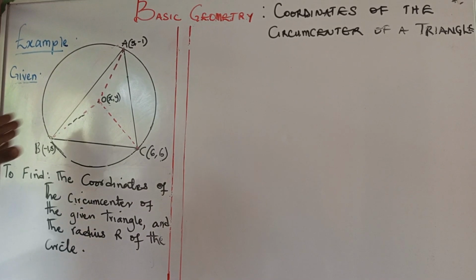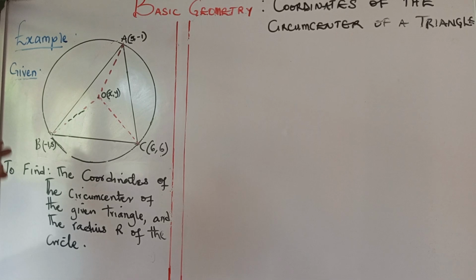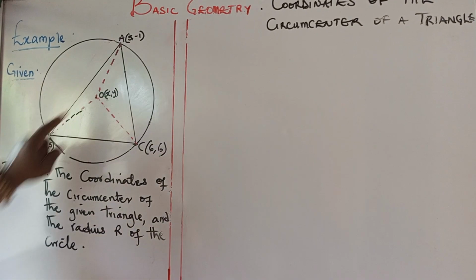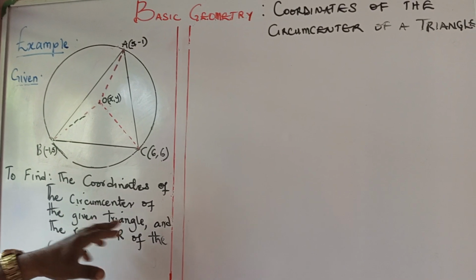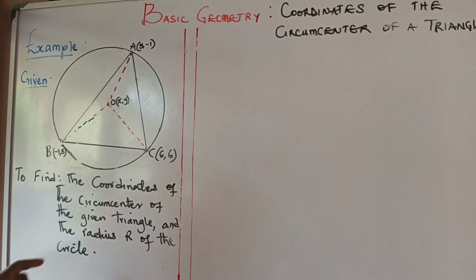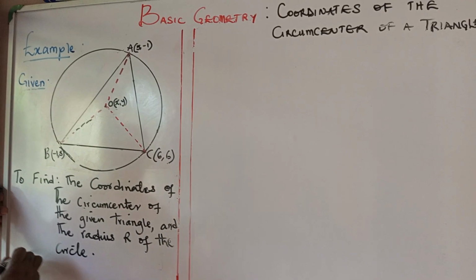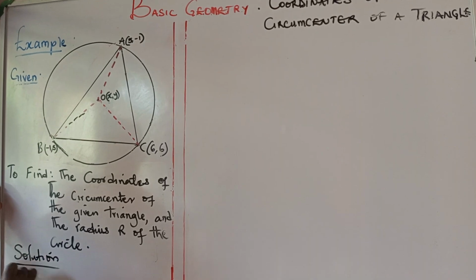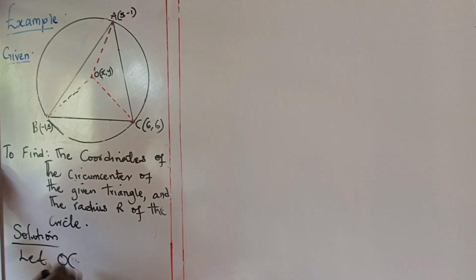We are given a circle that circumscribes a triangle ABC with the coordinates seen on the board. We are asked to find the coordinates of the circumcenter of the given triangle and the radius r of the circle. What do we do? We begin by saying let O be the circumcenter.